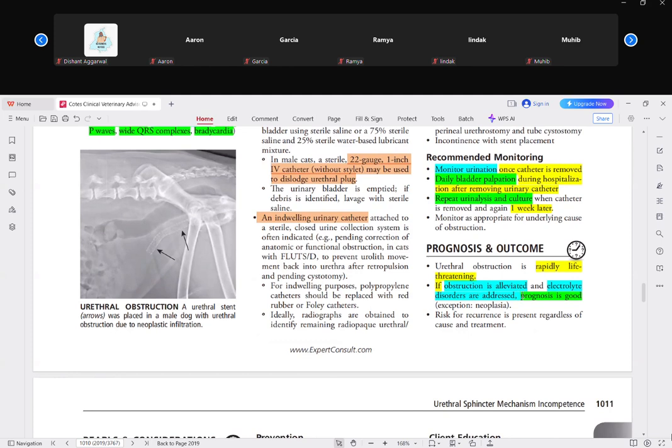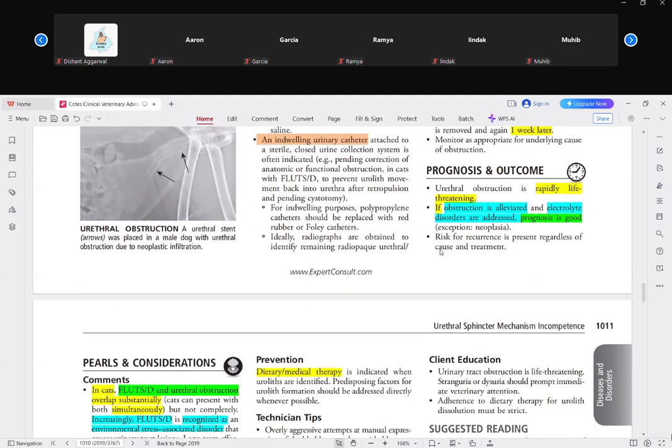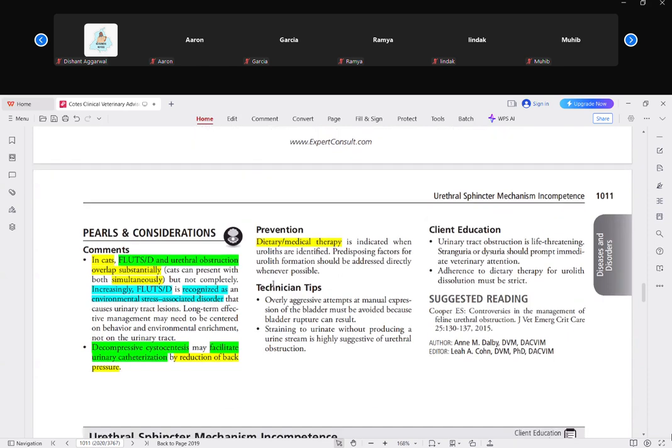So you have to address the electrolyte abnormalities first. Then you can relieve the obstruction in the animal. Okay. So just remember, in cats, FLUTD and urethral obstruction overlap. Okay. Just remember, we'll just discuss FLUTD now. Okay. So FLUTD is actually due to some kind of environmental stress associated thing. Okay. Just remember this.